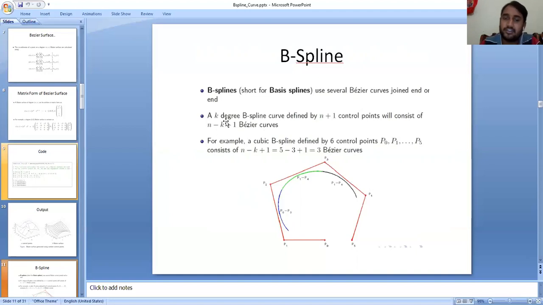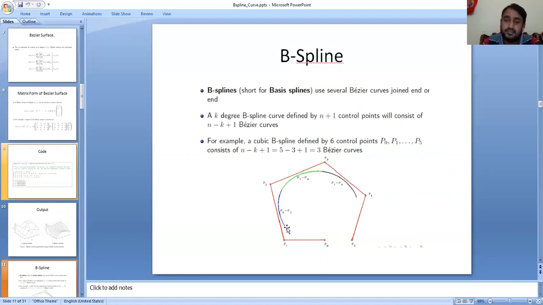For example, for a cubic spline, cubic meaning degree 3, with 6 control points, n is equal to 5, and it consists of 3 Bezier curves. How have we calculated this? n is 5 here. You can see the highest subscript is 5. 5 minus 3 plus 1 is equal to 6 minus 3, which is 3 Bezier curves. You can see here that there are 3 Bezier curves drawn in 3 colors. The first one is blue, the second one is green, and the third one is black.